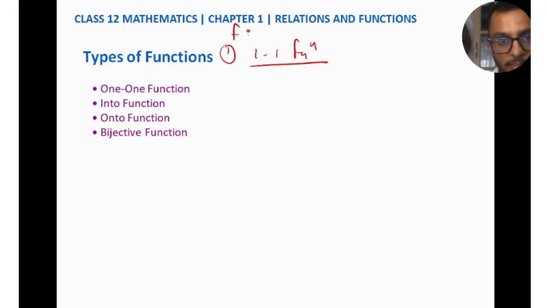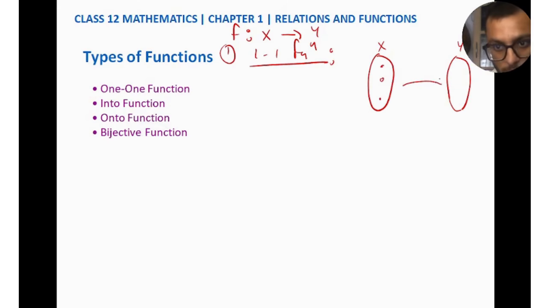Suppose I am taking a function from x to y. When a function f is from x to y is called one-one, let me first show every definition diagrammatically. So if I am taking some function from x to y, when it is called one-one, if every pre-image of an element in Y should contain only one element.